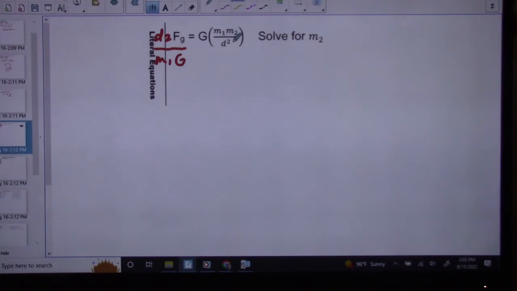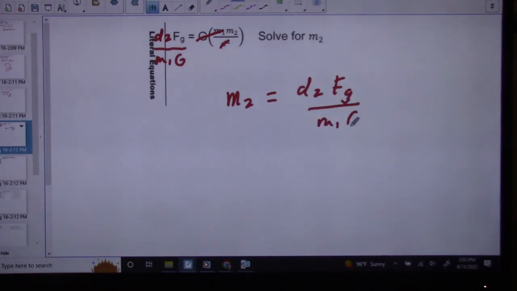And so these would cancel out. And so what you're going to have is M sub 2 is equal to D2 F sub G over M1G. Yes, that's what I had. This is what you should get for that one.